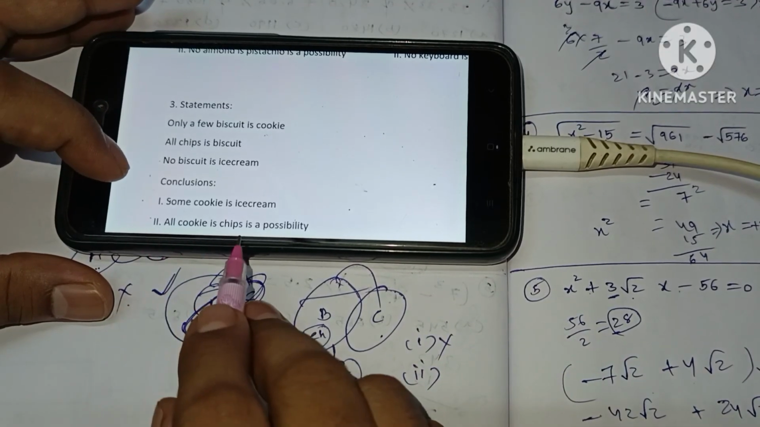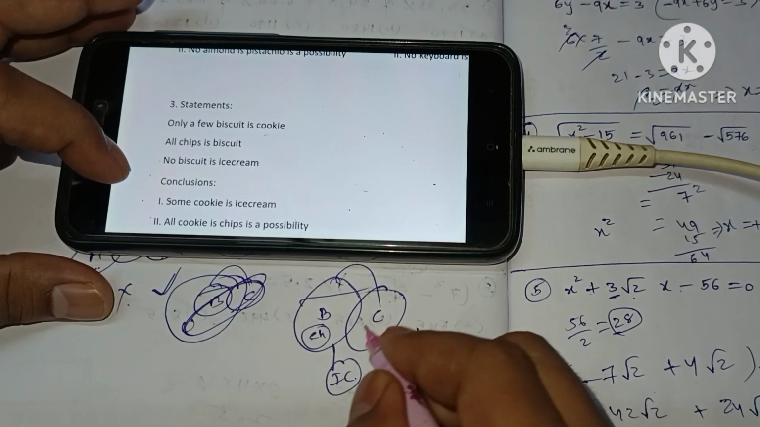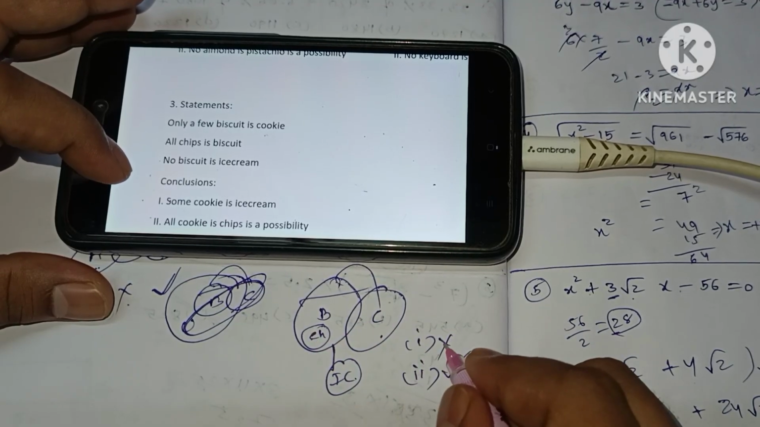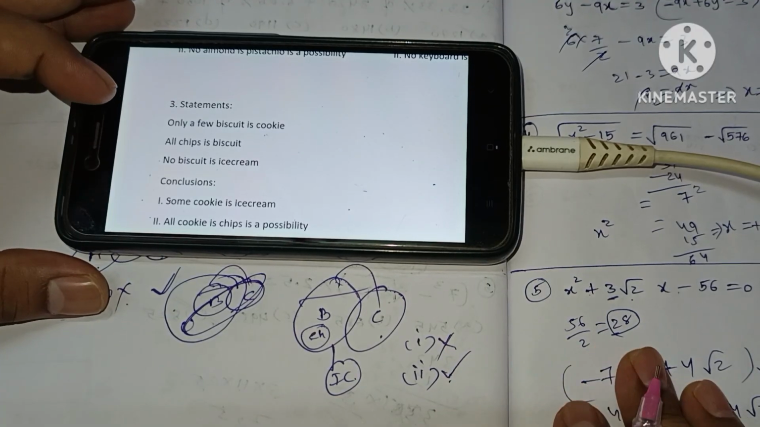Second one, all cookies chips is a possibility. All cookies inside chips is a possibility. Yes, it is possible. So first one is false, second one is true.